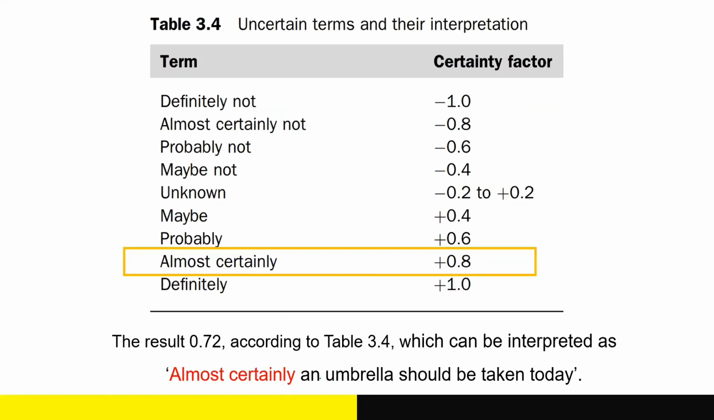And the result 0.72, according to table 3.4, can be interpreted as: almost certainly an umbrella should be taken today.